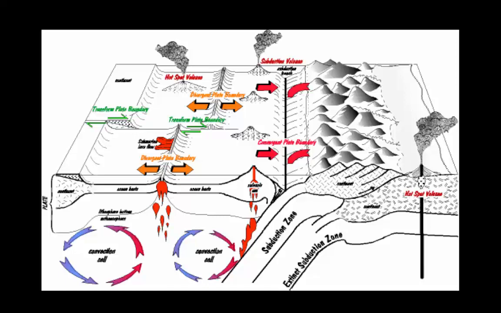These transform plate boundaries tend to occur within oceanic or continental plates where there's no density contrast between the two different plates. Because of this, they tend to be sort of medium-sized earthquakes, where the divergent plate boundaries tend to produce somewhat smaller earthquakes, but the largest earthquakes occur at the convergent plate boundaries.